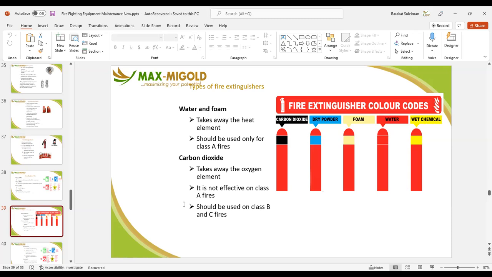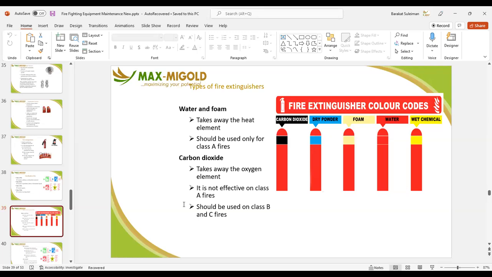Of course, water is good on class A. You don't even need to have it as an extinguisher. Just pour water on paper or table or chair or wood that is on fire, or foam or cotton or what have you, then the fire will go. It works by what we call cooling. Maybe I need to drop this again.